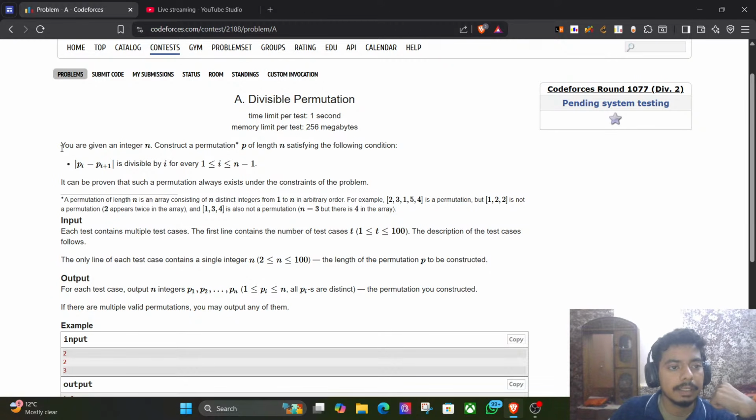It says that you are given an integer n. You need to construct a permutation p of length n satisfying the following condition. Okay. So the modulus of pi minus pi plus 1 is divisible by i for every i from 1 to n minus 1. It can be proven that such a permutation always exists under the constraints of the problem. Okay. So let's start.